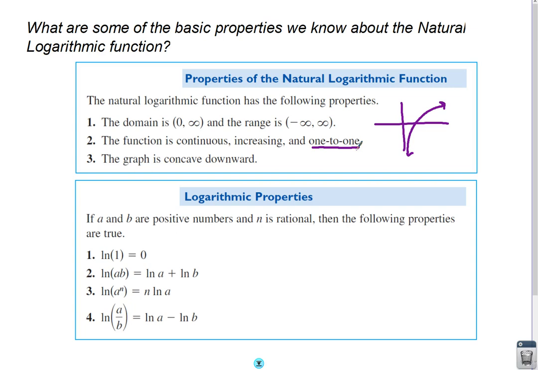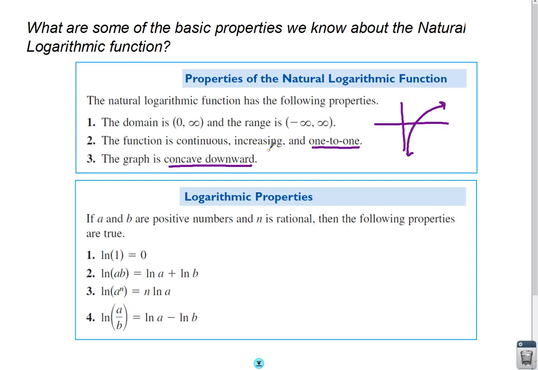And then the graph is concave down. When we say concave down, that means our second derivative would be negative, okay? And kind of going back up here, if it's increasing, that means your derivative would always be positive, okay?